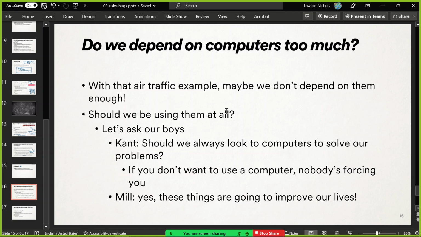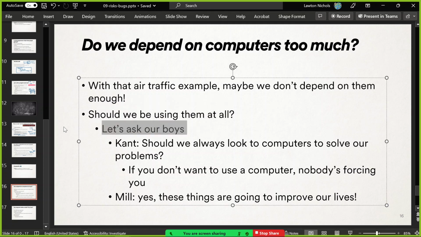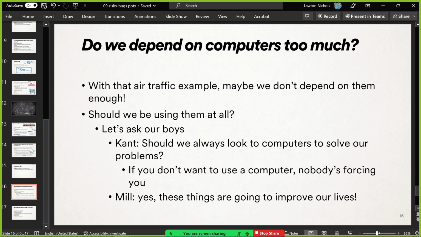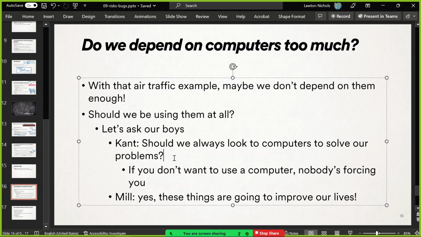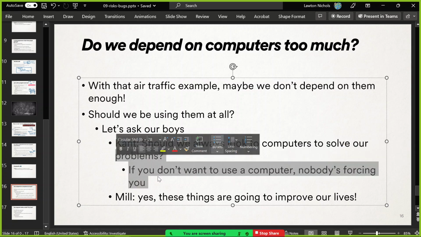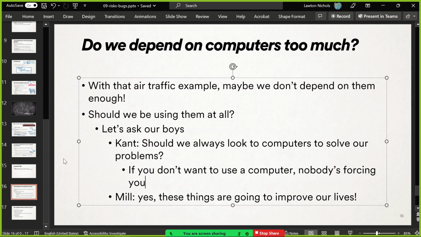But one good thing we can do, to get more experience with it, is go back to our boys and ask them, hey Kant, hey Mill, what would you guys think? So Kant might ask the question, should we always look towards computers when we have a problem? Maybe it can solve it. And I think Kant, again, is big on individual freedom. So he would say, if you don't want to use the computer to solve your problem, nobody is forcing you to do so. So maybe Kant would say no. Maybe he would say yes if he weighed the decision.